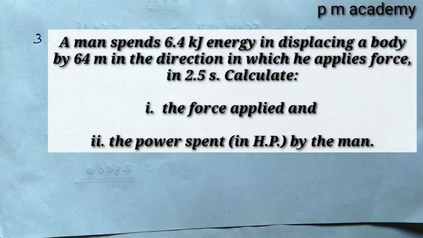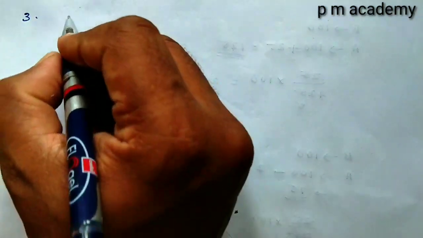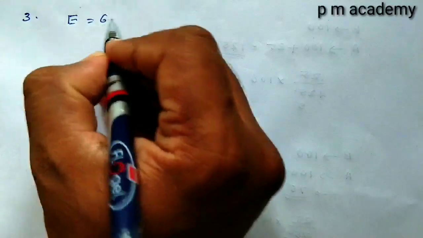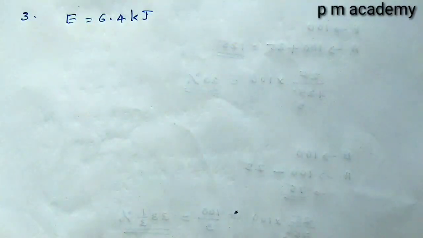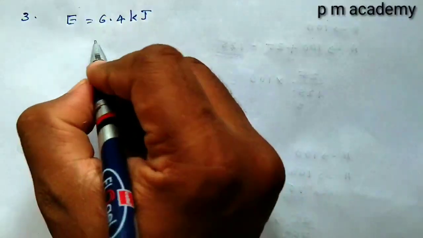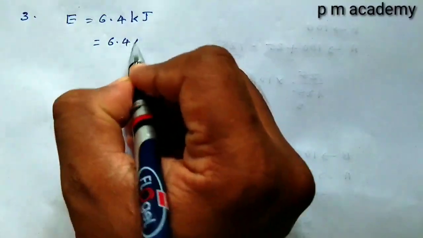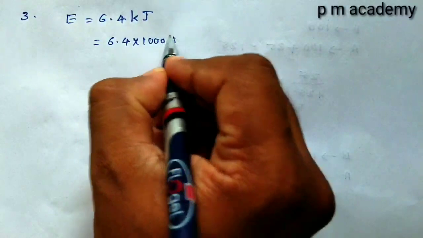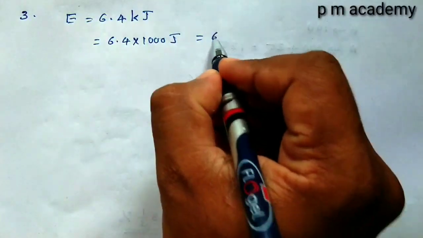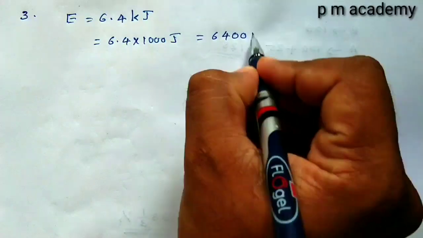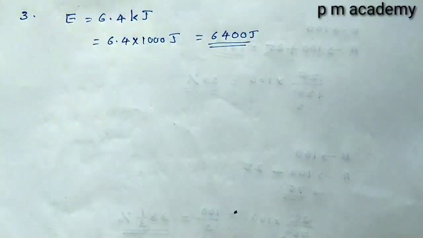Okay, a man spends 6.4 kilojoule energy. That is, energy is equal to 6.4 kilojoule. 6.4 kilojoule means 6.4 into 1000 joule. To convert kilojoule to joule, multiply with 1000. The answer is 6400 joule. That is energy.